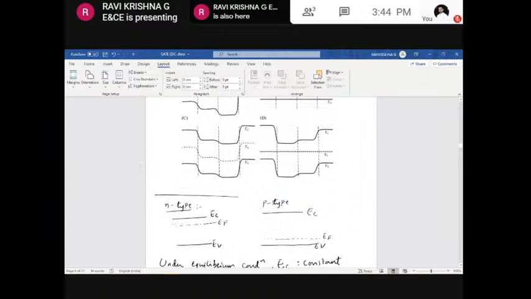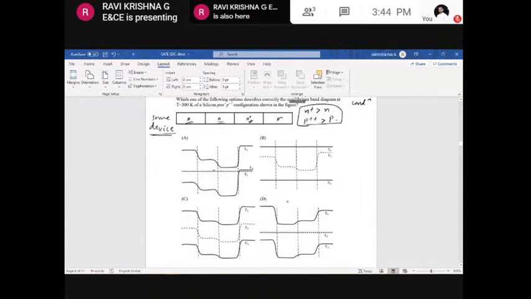But if you look at the options here, in option A the Fermi level is constant. This may be right, but we don't know exactly. Let us see. Now let's move on to option B. Here the Fermi level is not constant, because in the equilibrium condition this Fermi level should not vary. It is varying like this, which means it is not at all possible. Option B is not correct.